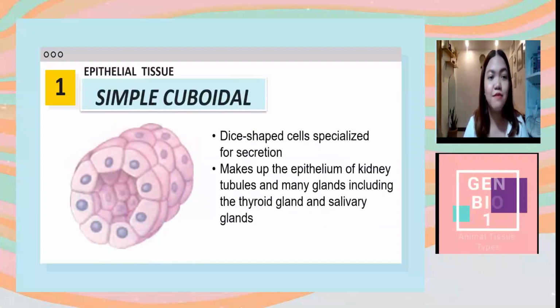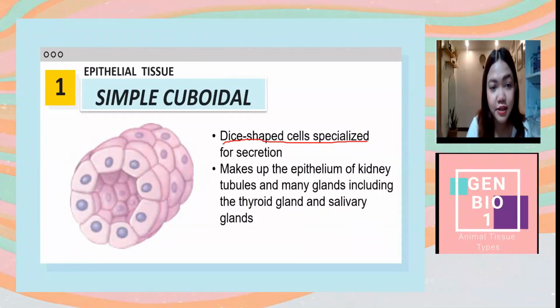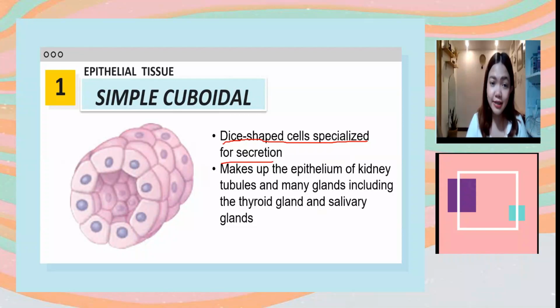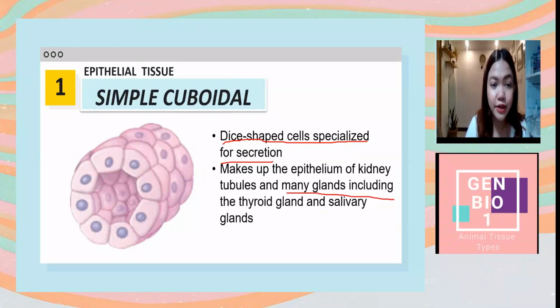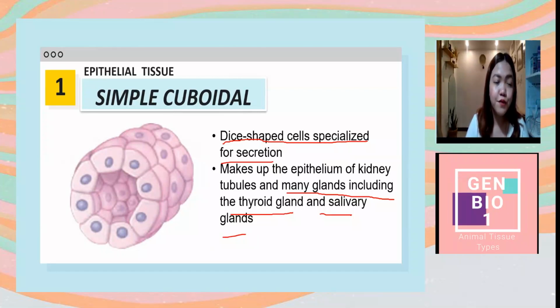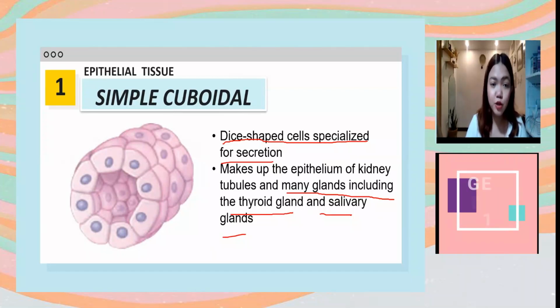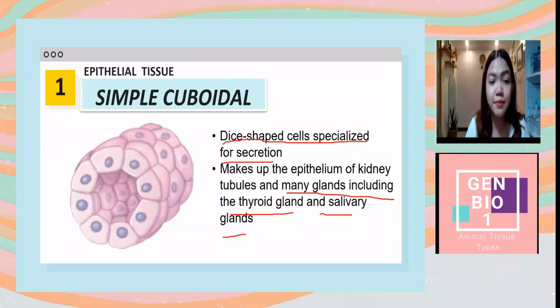Next, we have your simple cuboidal. It is a dice-shaped cell specialized for secretion. So since it's for secretion, many glands, including your thyroid gland and salivary glands, have this kind of epithelial tissue. Also, it makes up the epithelium of kidney tubules. Okay?